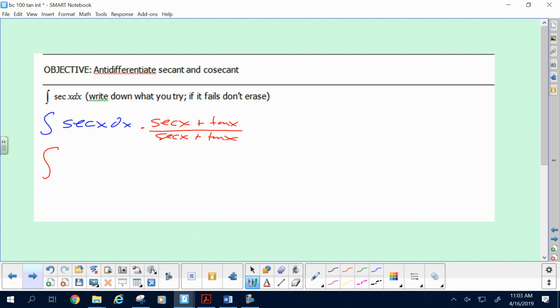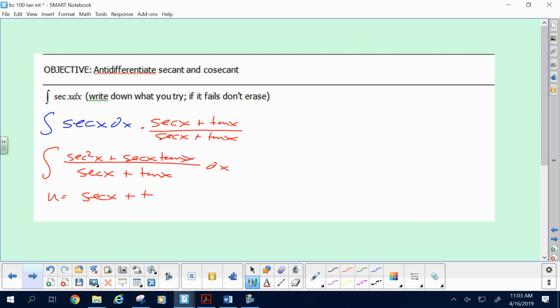Now what that does for you in the numerator is gives you what? Secant squared plus secant tangent. And in the denominator is secant plus tangent, okay? Now that is pretty cool. How would you proceed from there? U sub. What should we let u equal?